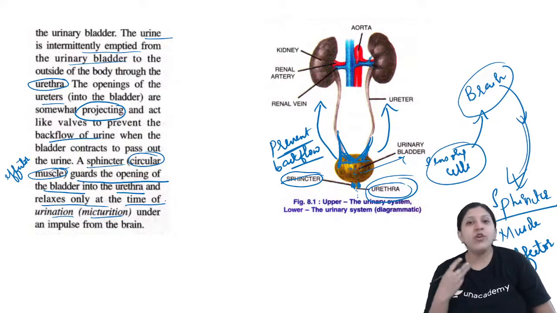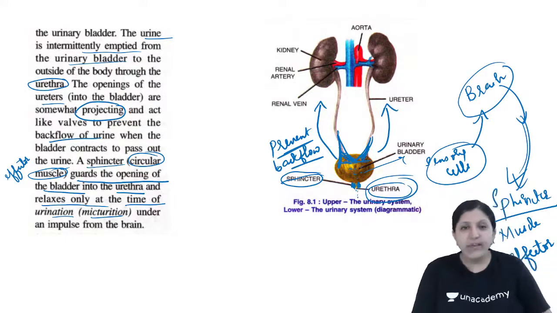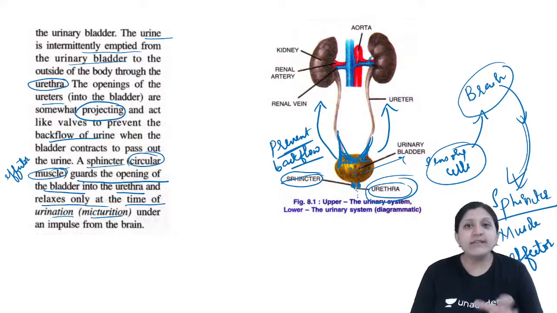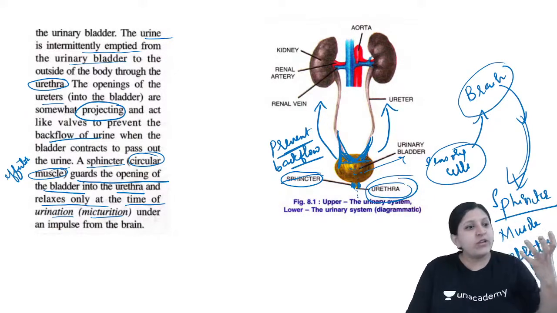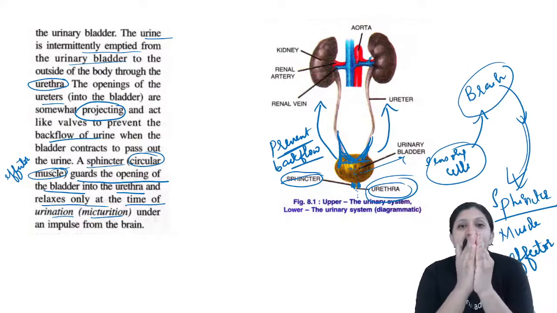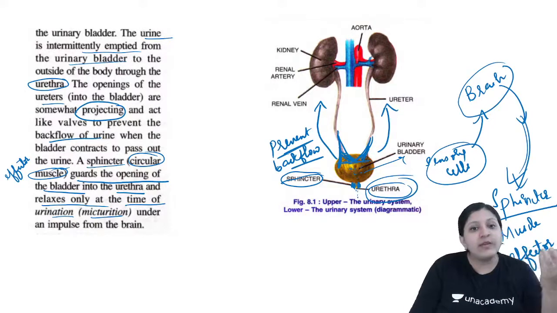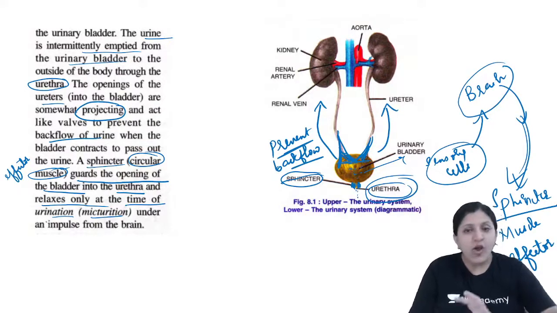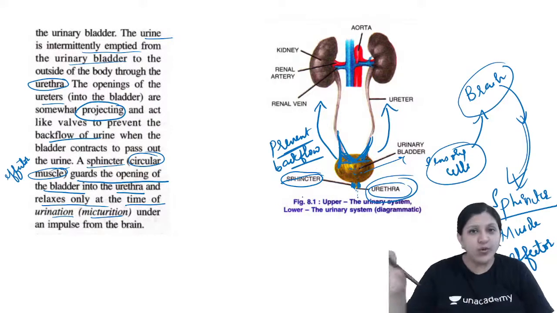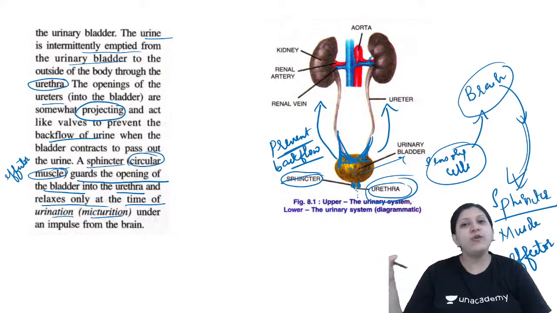Only when you are ready to urinate will it receive a signal that the sphincter muscle has to open, and only then will you start urinating. Otherwise you can hold the urine for some time, but if the bladder is completely full, then you don't even have control to hold the urine back inside.